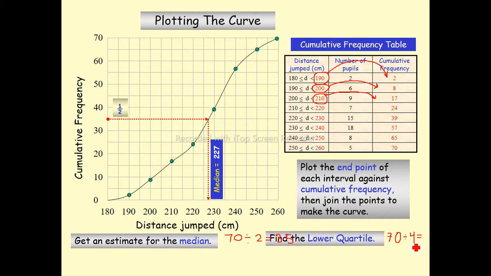17.5 or 17 and a half. So that'll be somewhere here, right? No, somewhere like here. It's between the 10 and the 30 area. Then you find the number corresponding to it by going down. So that will be 212.